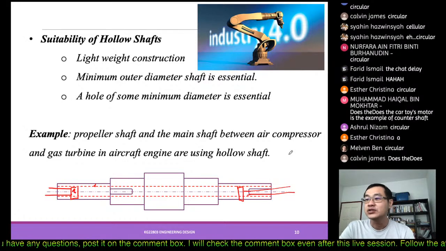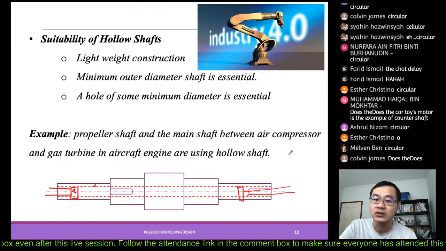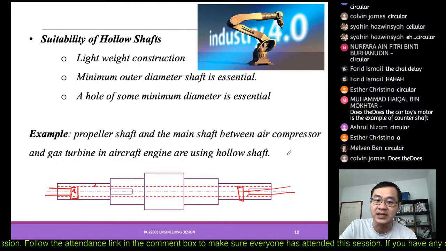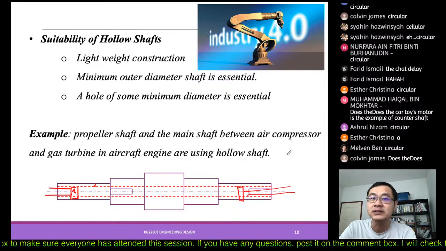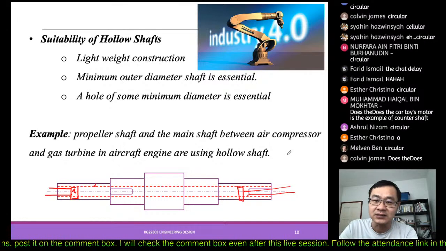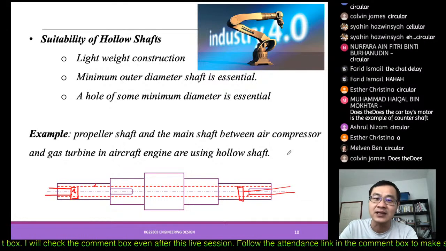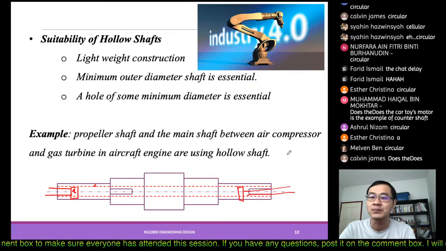All right, so examples, we have the propeller shaft, and the main shaft between the air compressor and gas turbine, and so on. They are using hollow shaft because of the lightweight, they are more concerned with the lightweight. But generally, if we look into the machine in the workshop, when the weight is not that critical, you just put the machine static there, and you will not cause extra fuel, then they may use the solid type of shaft. It depends on the applications, right?